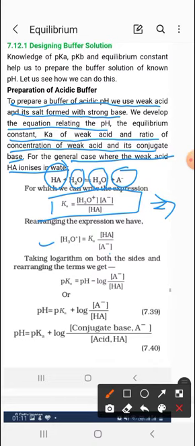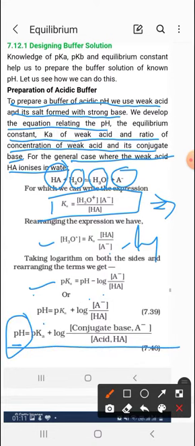Take the logarithm on both sides and, rearranging the terms, we get pKa is equal to pH minus log [A negative]/[HA]. What have we done? We have multiplied both terms with minus log. That is why we are getting the p value, or pH is equal to pKa plus log [A negative]/[HA]. So if you want to calculate the pH for the acidic buffer, you can calculate it by this formula, where the pH of that acidic buffer is equal to pKa.